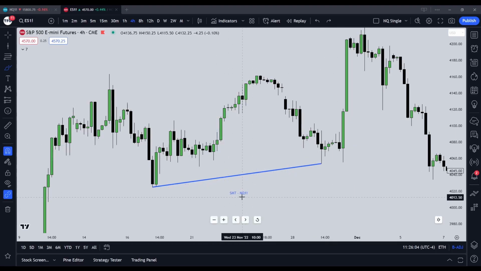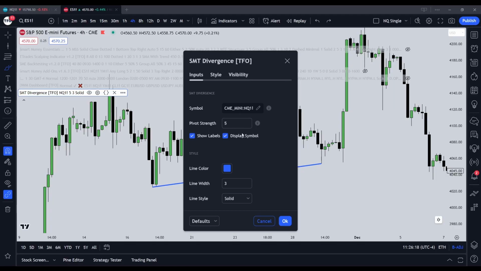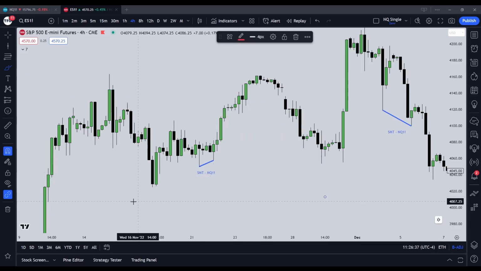And if you don't want to wait that long, or you just want to see some quicker divergences, you can obviously decrease this to something like 3. And now you'll see the big divergence disappeared in favor of this smaller one, because this low is lower than the 3 bars to the left and 3 bars to the right. And the same is true for this low right here.